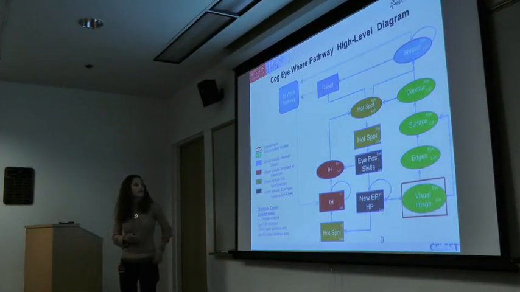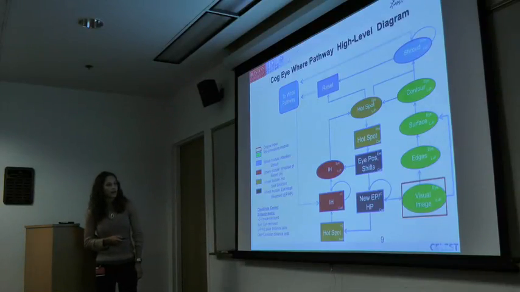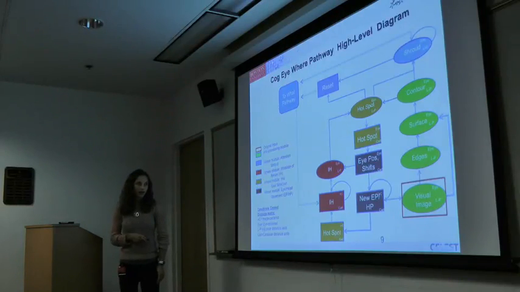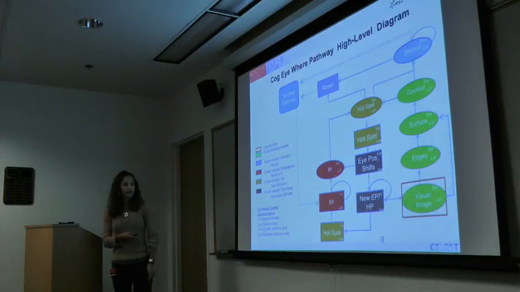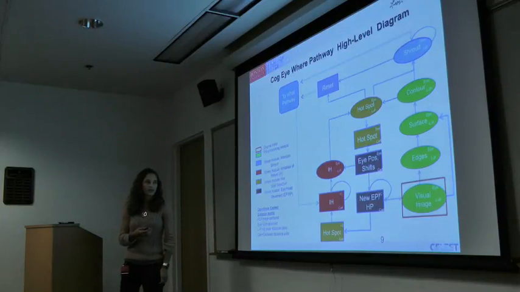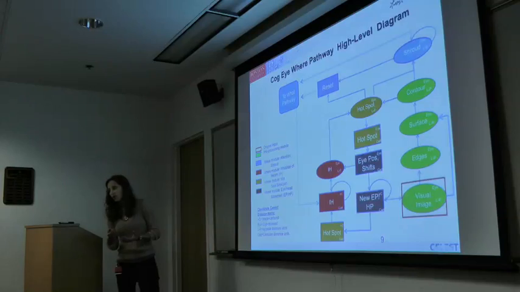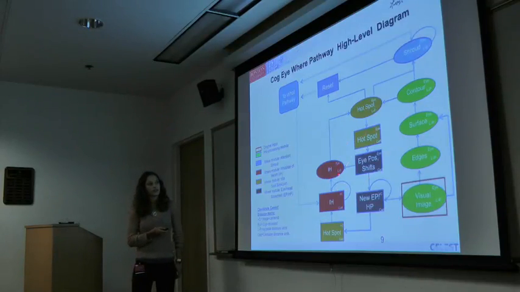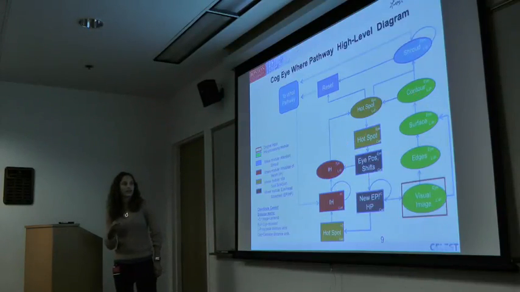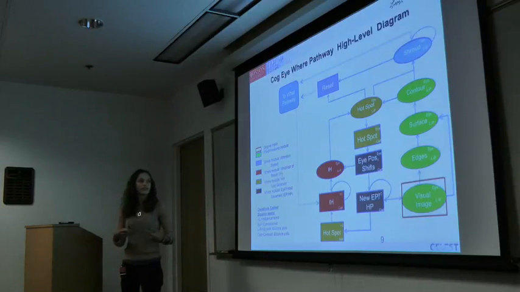Okay, so the WHERE pathway. This is the system diagram. I'm not going to go into the details because it would take too long, but the idea here is all of the round oval circles represent part of the processing of the WHERE pathway that is done in eye-centric log polar coordinates. The squares are all of the processing that is done in a different coordinate system.